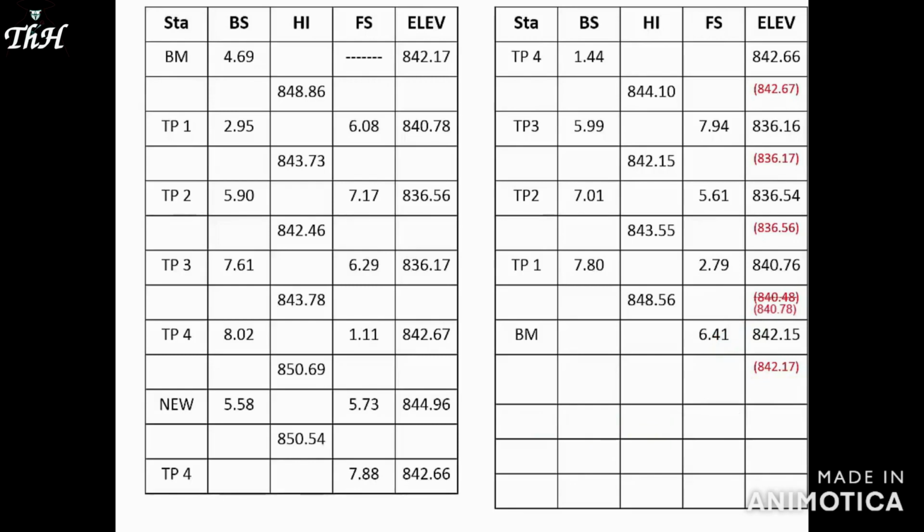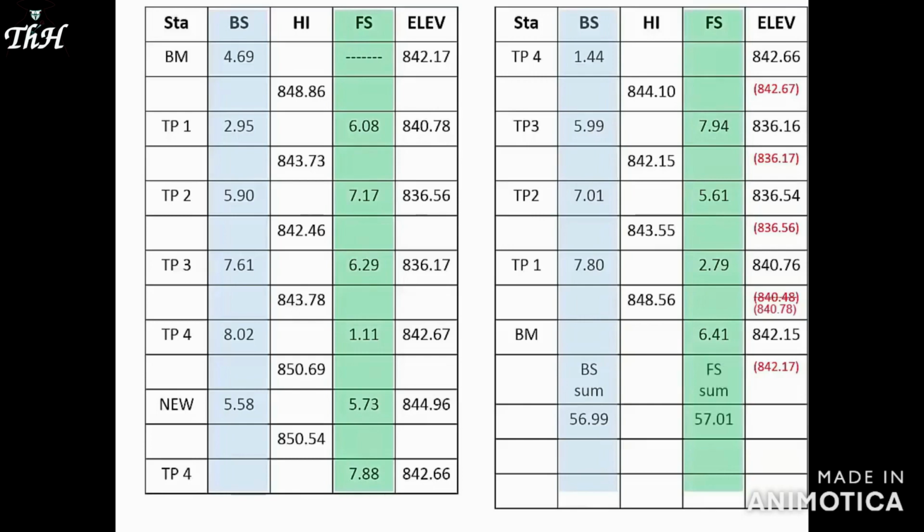It's very easy to blunder simple math, so we'll perform an independent arithmetic check. First, sum up all the foresight readings. In our case, they sum up to 56.99 feet. Then, sum up all the backsight readings. Here, they sum up to 57.01 feet.